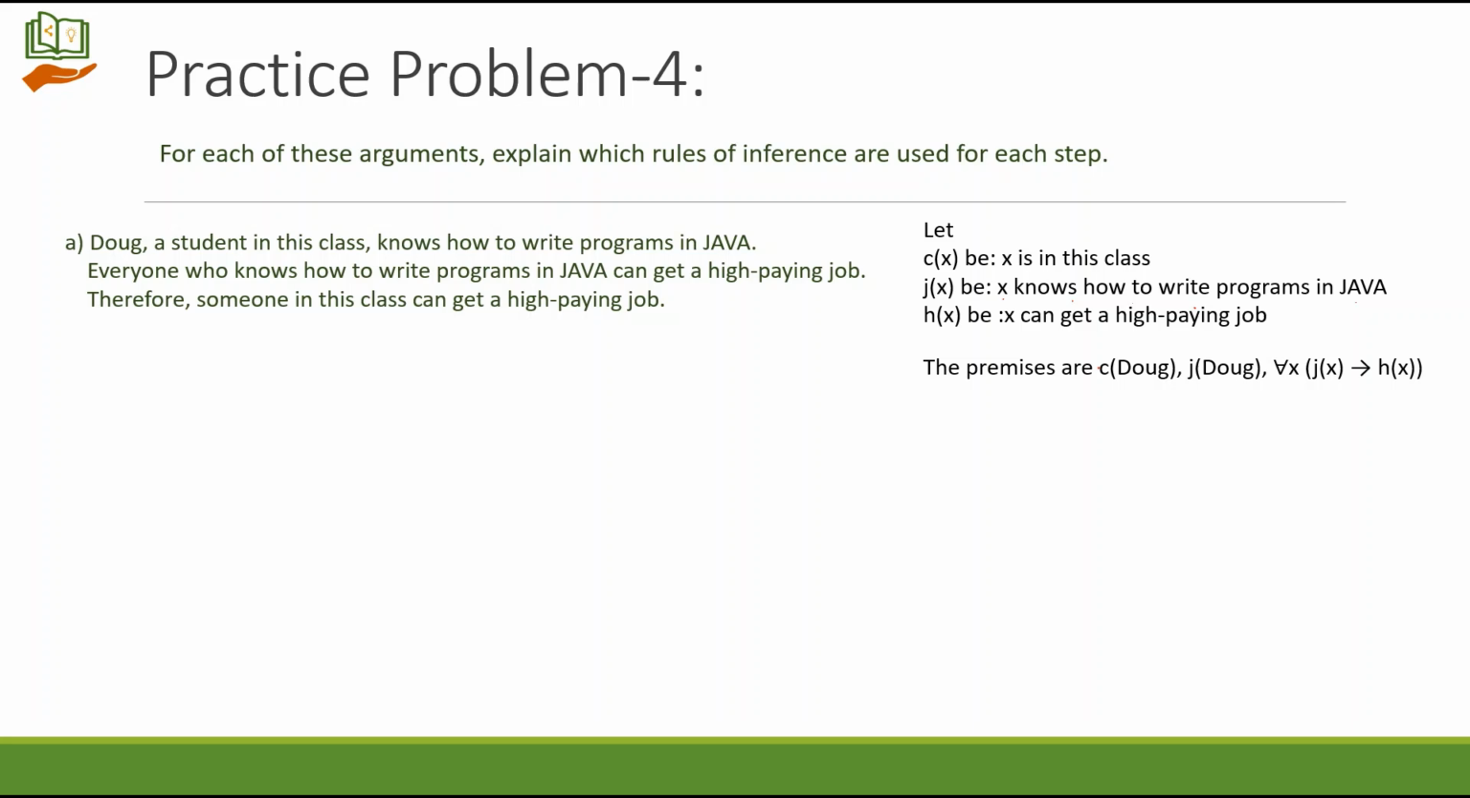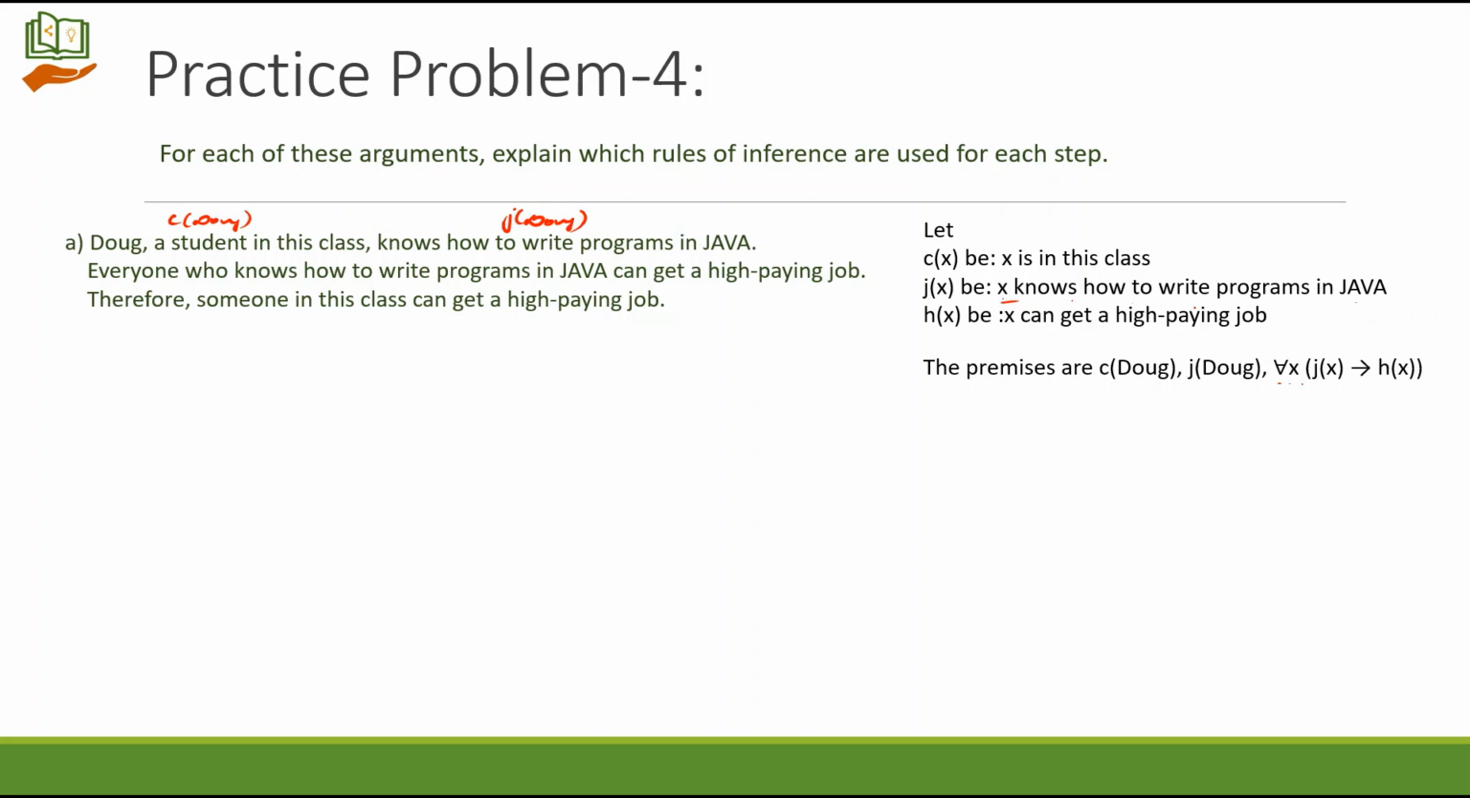Now just find the premises. They have given C of x. Dog is a student in the class. So this is C of dog. We have dog knows how to write programs in Java. Here it is x knows how to write programs in Java. So instead of x we have J of dog.